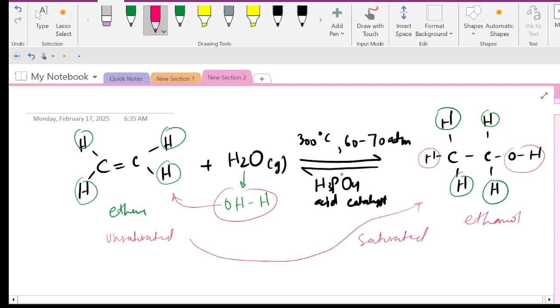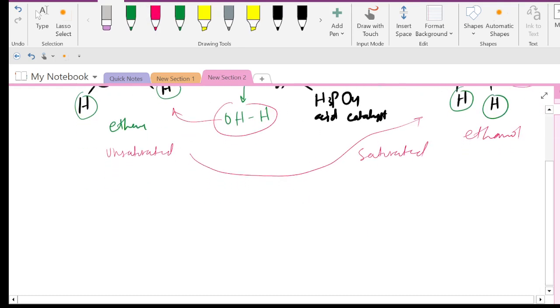Now if I talk about the fermentation process, fermentation occurs at room temperature, but this process occurs at a higher temperature, that is around 300 degrees Celsius, 60 to 70 atm atmospheric pressure, and the phosphoric acid. Right?